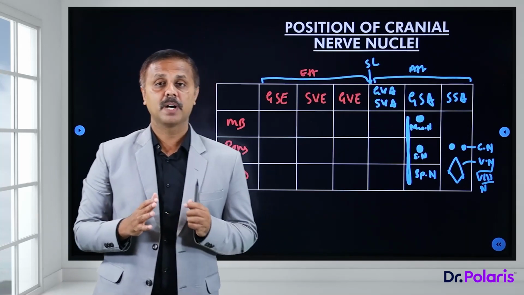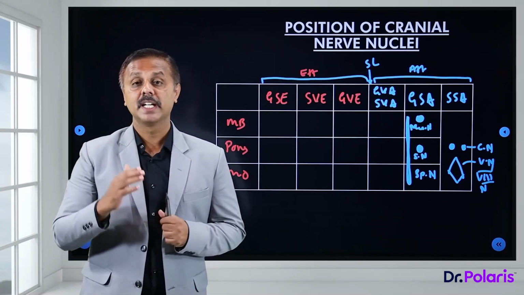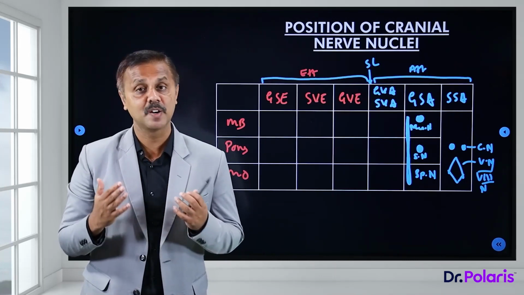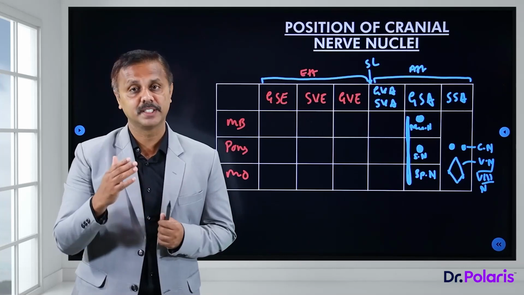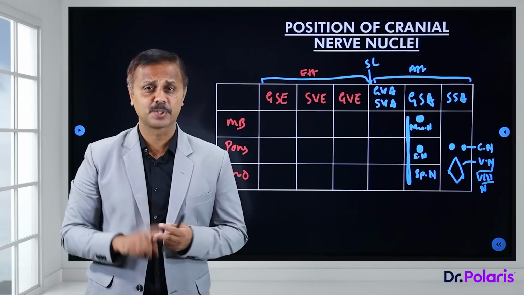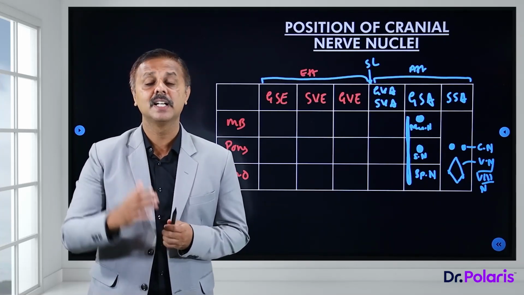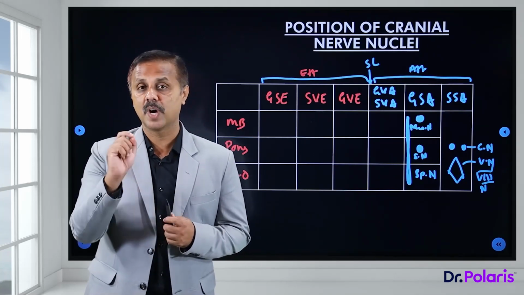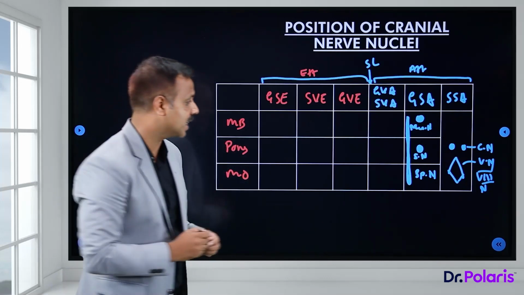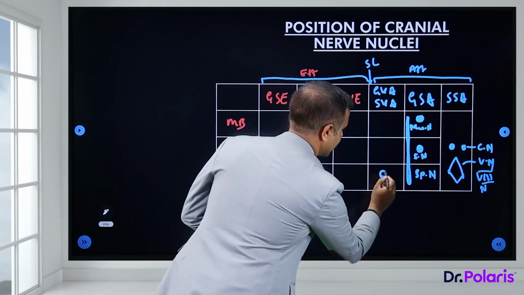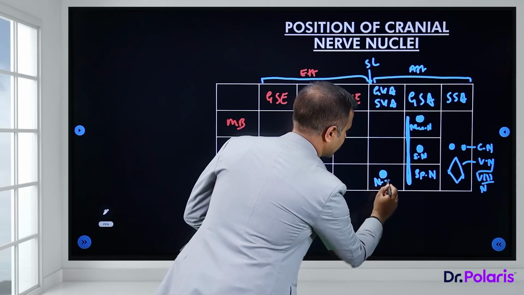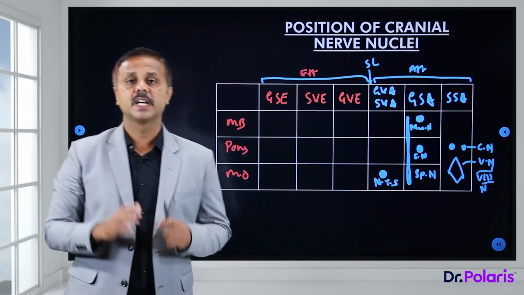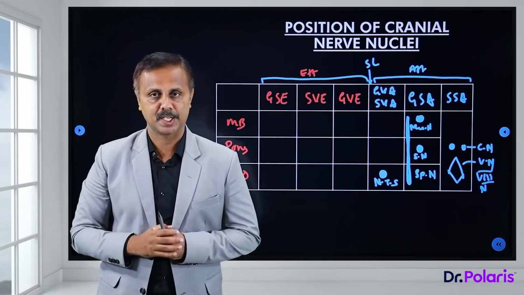Remember, the special visceral afferent column is concerned with carrying the taste sensation. Taste sensation from where? From the tongue. Let it be the anterior 2/3, posterior 1/3, or the posterior most part of the tongue. The taste sensation from all three parts is ultimately carried to one single nucleus. And what is this nucleus? This nucleus is referred to as the nucleus tractus solitarius. Right? And the nucleus tractus solitarius is located in the medulla oblongata.